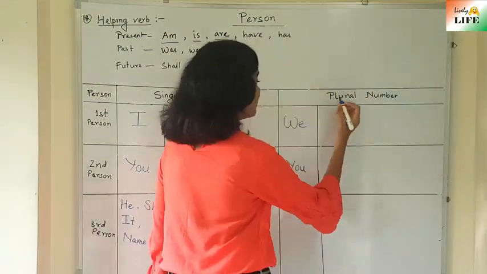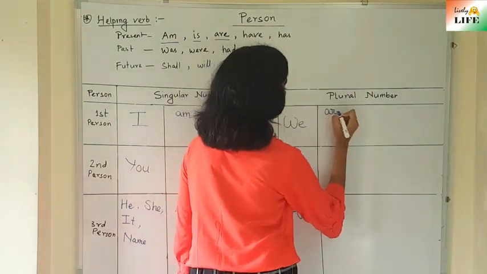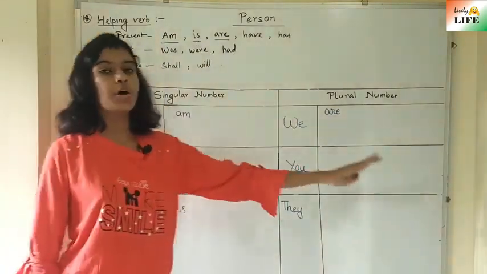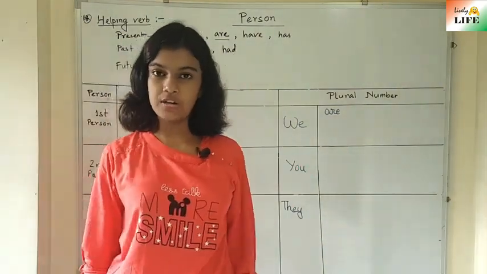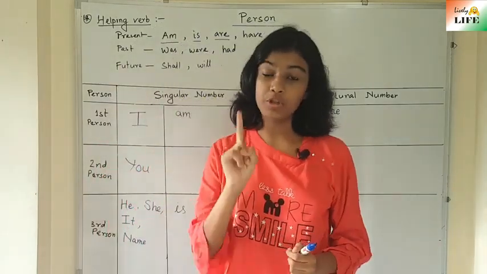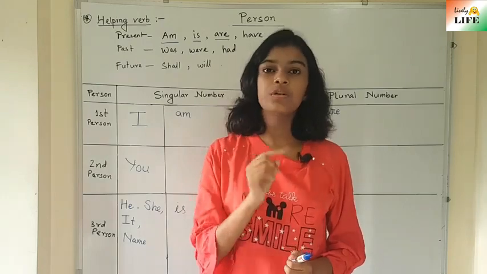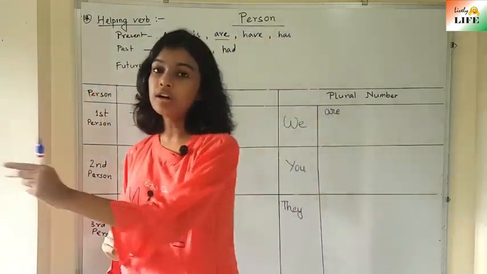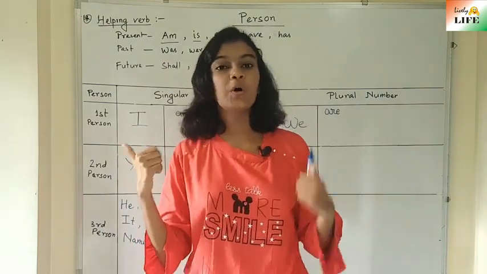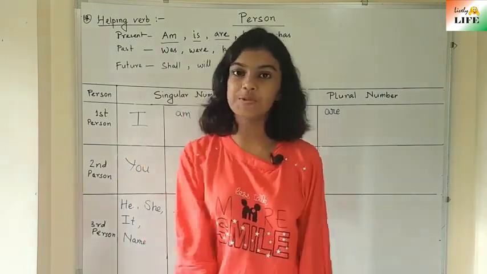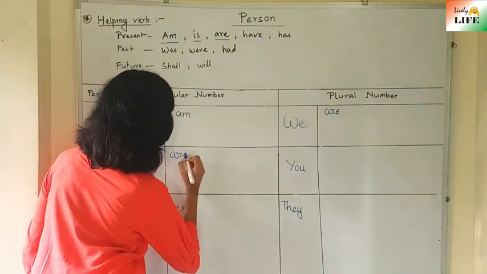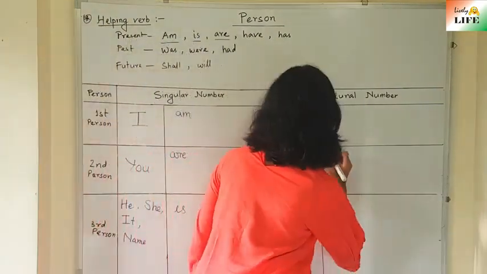So, we are. And after you, whether it is singular or plural, we are always going to use are. You are a good girl. Here, I'm talking about only one person, that is you, right? So, you are a good girl, but we are using are. It doesn't matter whether it is singular or plural, we are always going to use are after you. So, here also are and here as well.